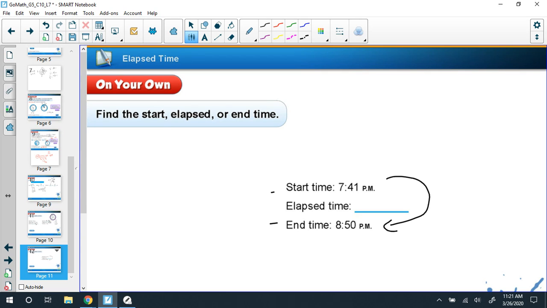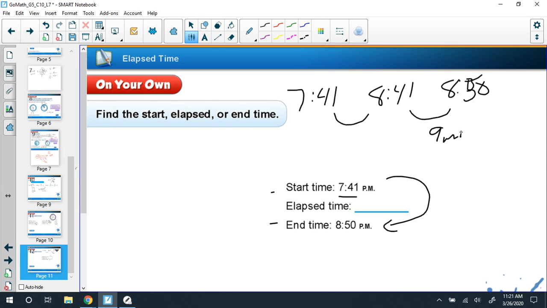I am going to start with my start time and count forward to get to my end time. So 1 hour later, after 7:41, it is going to be 8:41, and then I only have to get to 8:50. So that is only 9 more minutes. So I know that the elapsed time here is 1 hour and 9 minutes.